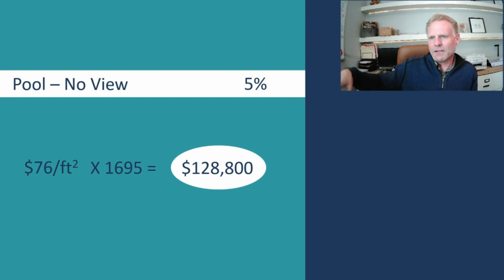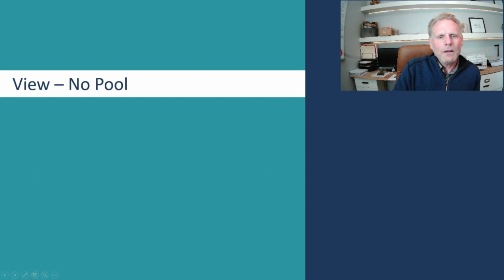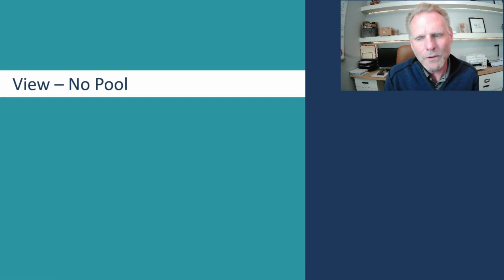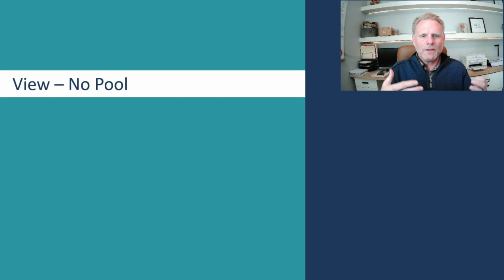So if you have a house that has room for a pool, you're probably going to pay an extra $60,000 for that lot. View and no pool, which is hard to find, actually, because a lot of the view lots have room for a pool, and the view lots are so expensive. Sometimes, adding a pool is such a small percentage of the overall price.